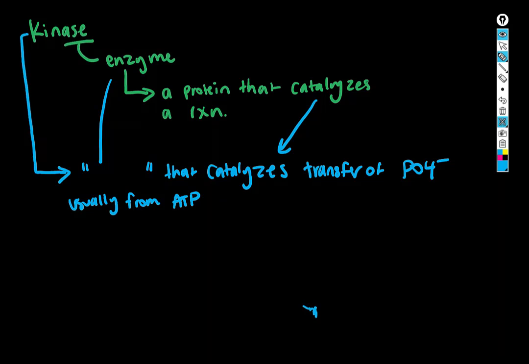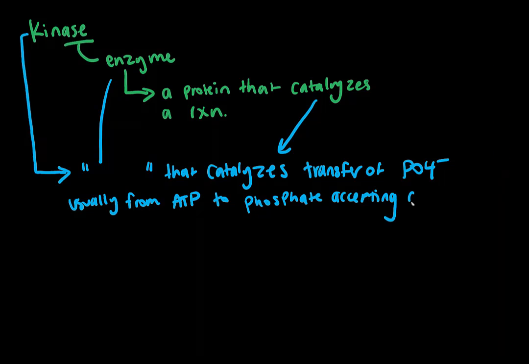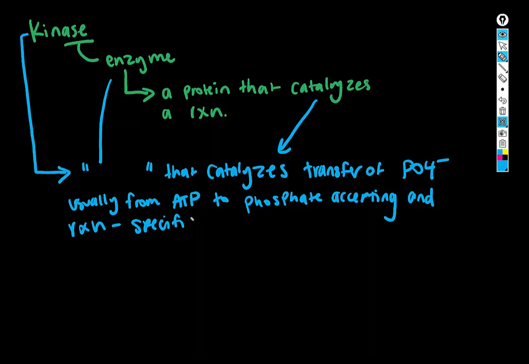And then where do they transfer it to? Well, whatever the specific substrate in the context of this particular kinase is. So I'm going to say phosphate accepting and reaction specific molecules. So if you go back and look at the signaling cascades figure in your textbook that shows you various second messenger cascades, both amplification and suppression, you're going to see that kinases are involved.